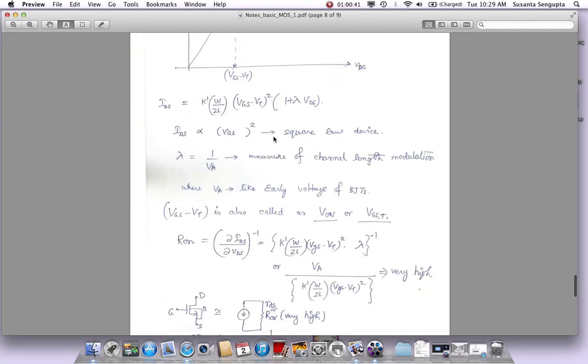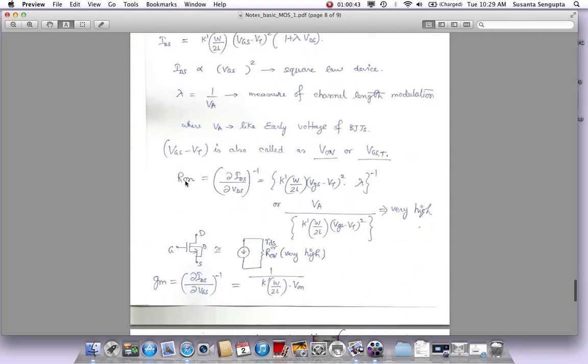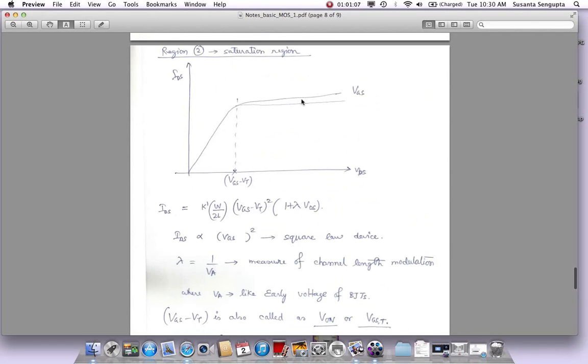So what is that? You can take this equation here and take a derivative of it with respect to VDS, and do an inverse of it. If you do that, you will come up with this value here, which is proportional to the Early voltage, or inversely proportional to lambda. So if lambda is smaller and smaller, this value is higher and higher. R1 is extremely high, and because of this, we get a very high resistance in this region.